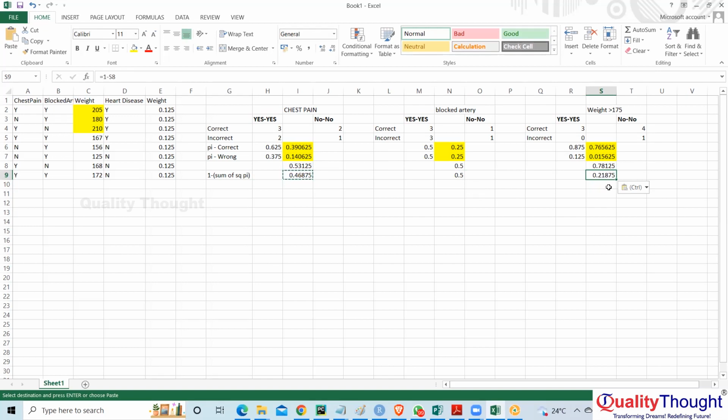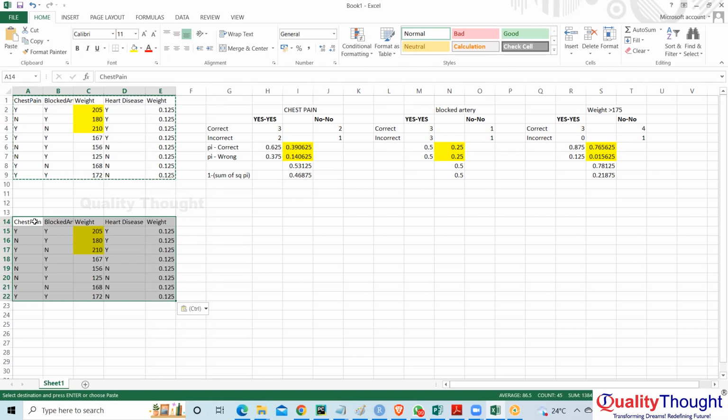A high Gini index means your calculation has got it more wrong, basically. More wrong. Correct. Yes, 1 minus. But you're doing both here, correct or wrong.